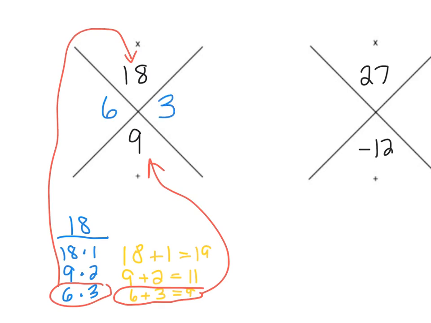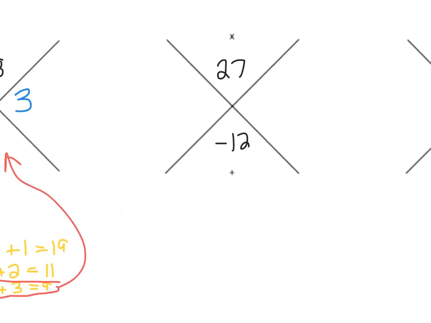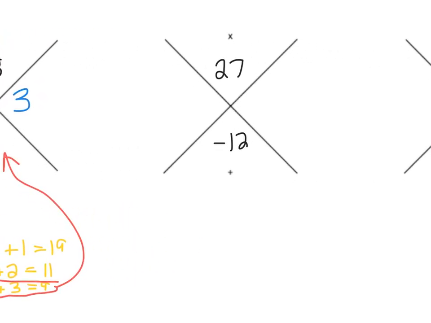Okay, so now let's do it again for our second puzzle. This time we've got a positive on top and a negative on bottom. So when we're doing our little T-chart, we know that we've got to get 2 numbers that when we multiply them together equal a positive number. But when we add them, they're going to equal a negative. So my factors both need to be negative because negative times negative is positive.